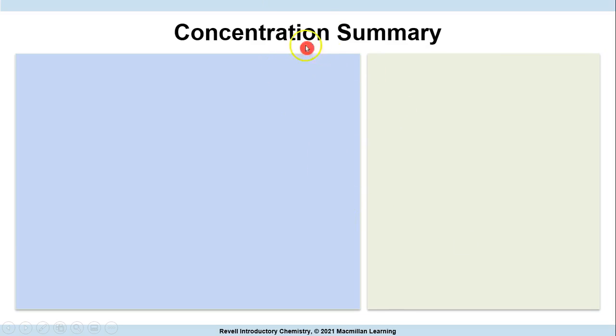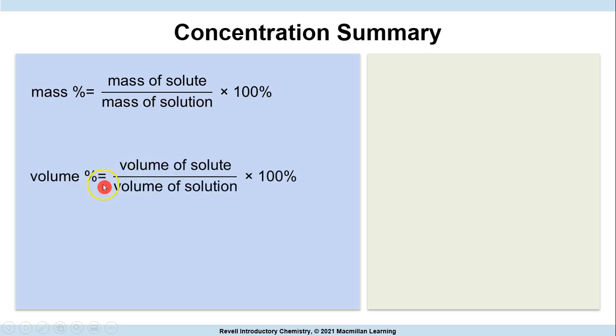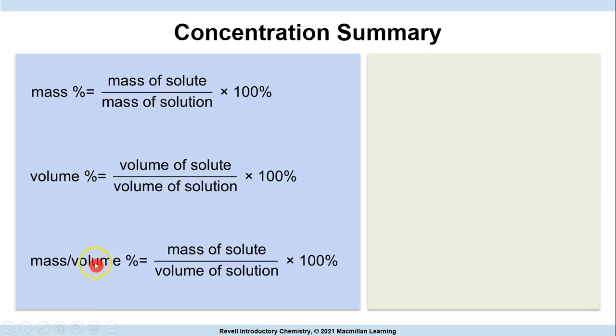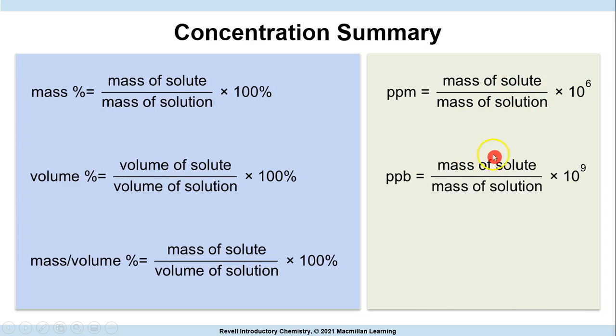Now let's have a summary of the concentration. We've talked about the mass percent, which is the mass of solute divided by mass of solution times 100. We've talked of the volume percent, which is the volume of solute divided by volume of solution times 100. We've also talked of the mass per volume percent, which is the mass of solute divided by the volume of solution times 100. So we've looked at the parts per million, which is the mass of solute divided by mass of solution times 10 to the 6. We've talked of parts per billion, which is the mass of solute divided by mass of solution times 10 to the 9.